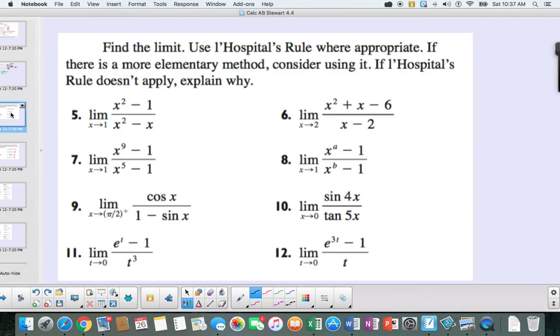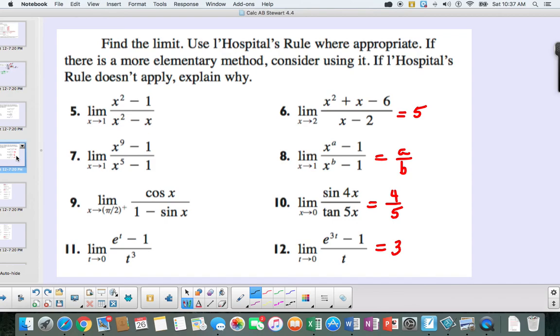Okay, here are some problems from your homework. You are to do the odd problems, and here are the evens. If you take a few minutes to go ahead and do some of these problems and check your answers, the next slide has the answers. And here are the answers.